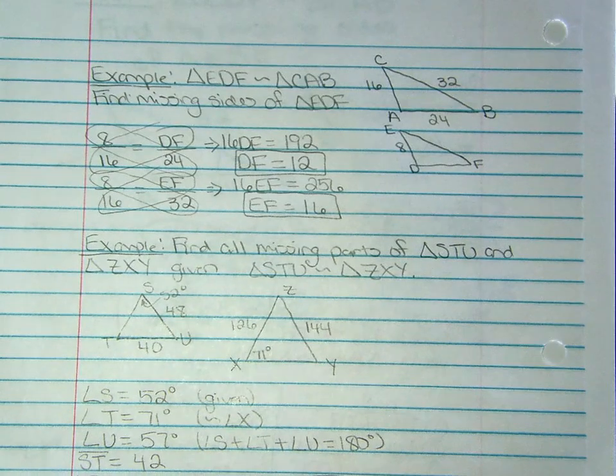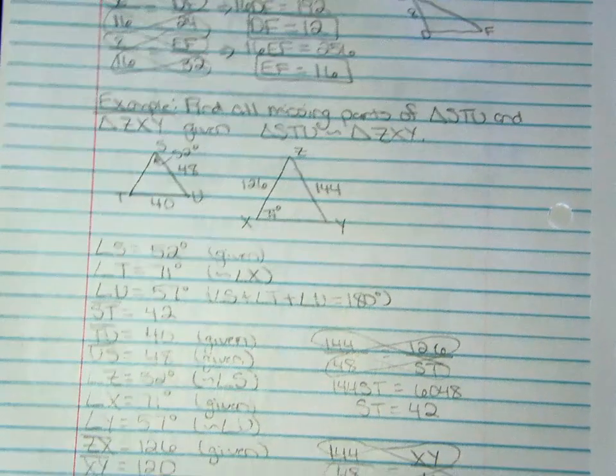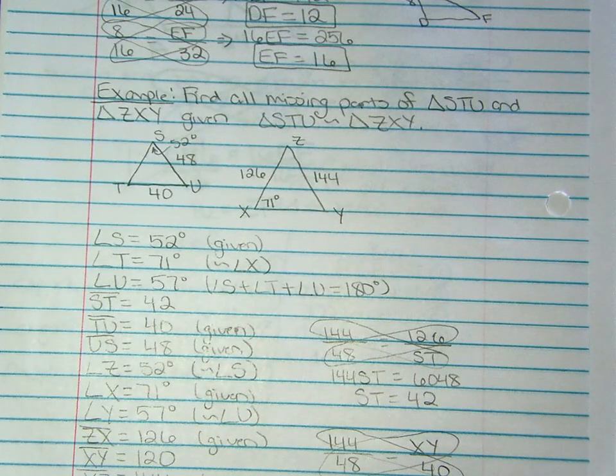Again, we have 2 triangles. They tell us they're similar, but they want us to find all the missing parts. So it's not just about finding the side lengths. We also have to find all of these angles.